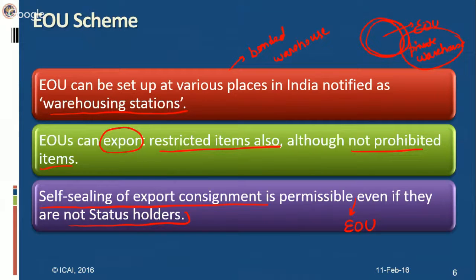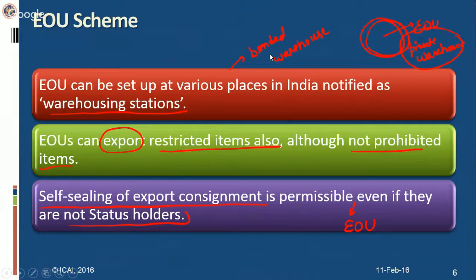But again, bill of entry or duty payment is not required when goods are released for manufacture. When you are releasing your inputs, raw materials for manufacture, then in that case, no bill of entry and no duty payment is required within an EOU. So this is the concept of EOU being a bonded warehouse.